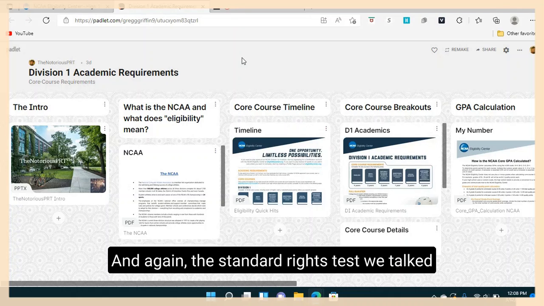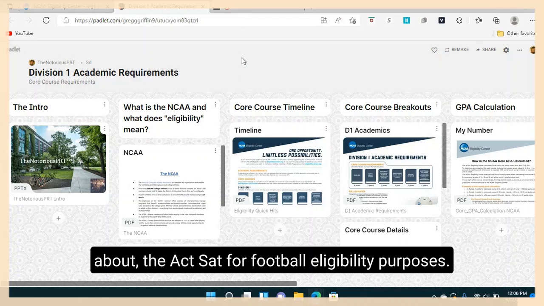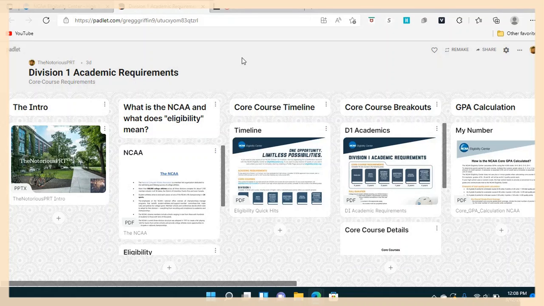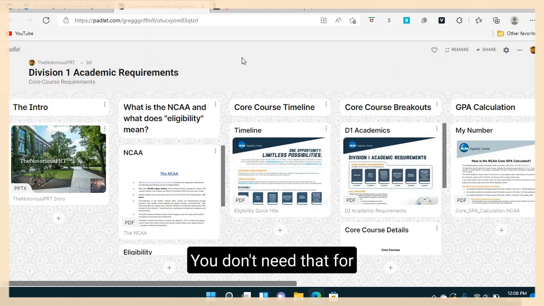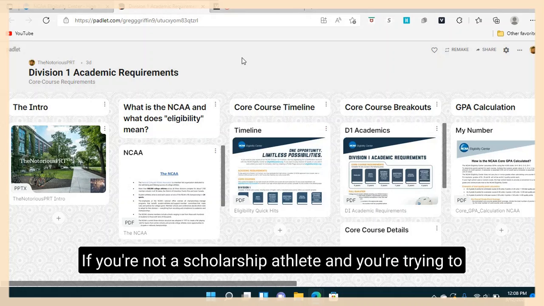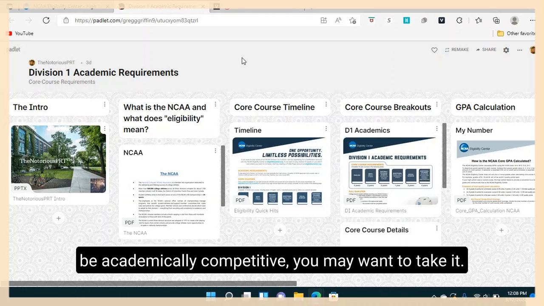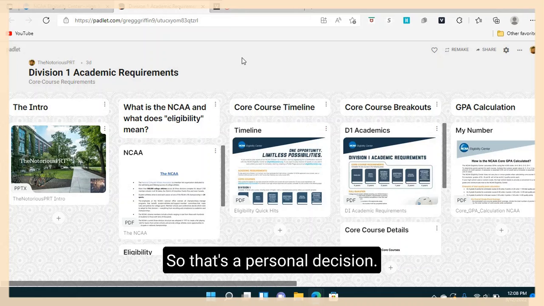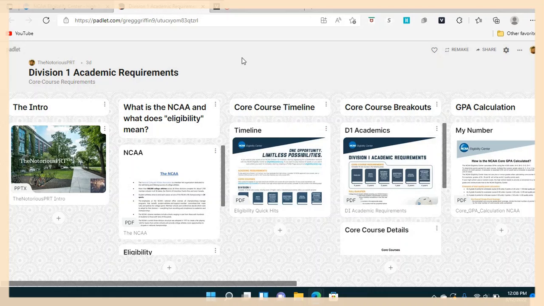Right? And again, the standardized test we talked about, the ACT, SAT, for football eligibility purposes, you don't need that. For some independent scholarships or a school, if you're not a scholarship athlete and you're trying to be academically competitive, you may want to take it. Right. So that's a personal decision.